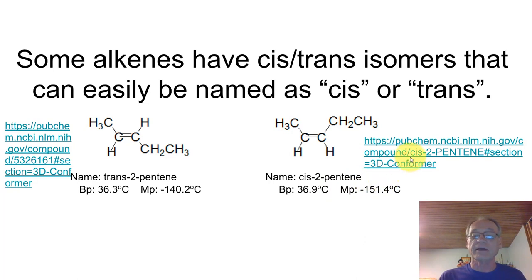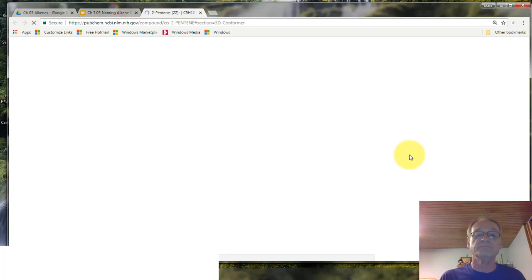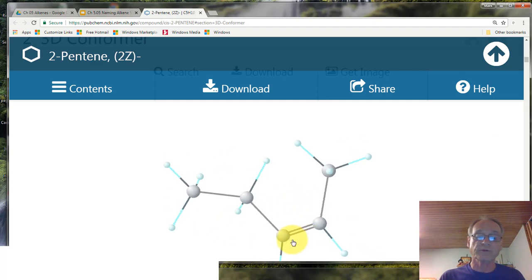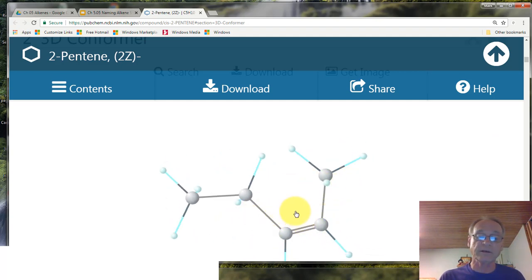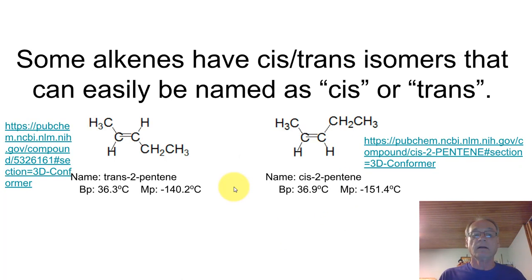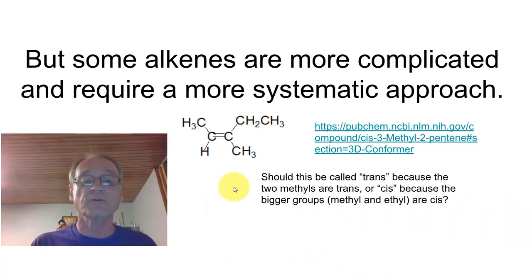Let's just take a quick look at that compound's three-dimensional structure. There it is. Obviously, the ethyl group and the methyl group are cis to each other on that double bond, same side, and the hydrogens are cis to each other on that side. In this case, the cis or trans prefix is fine, and most people would go ahead and use that.